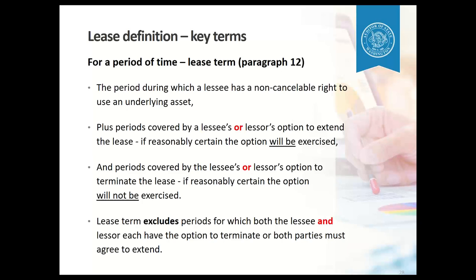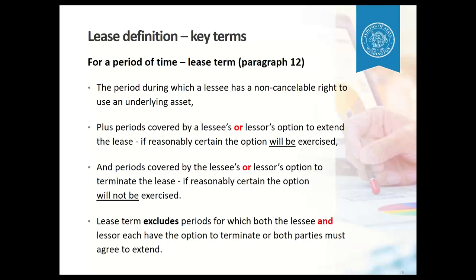And what does reasonably certain mean? Well, I know it is a judgment call, and you're going to have to make it. And periods covered by the lessee's or lessor's option to terminate the lease, if you're reasonably certain the option will not be exercised. So you see this comment, okay, the lease is for 5 years plus two options to extend for another 5 years each. You're going to have to exercise judgment, okay, will those options be extended or not?